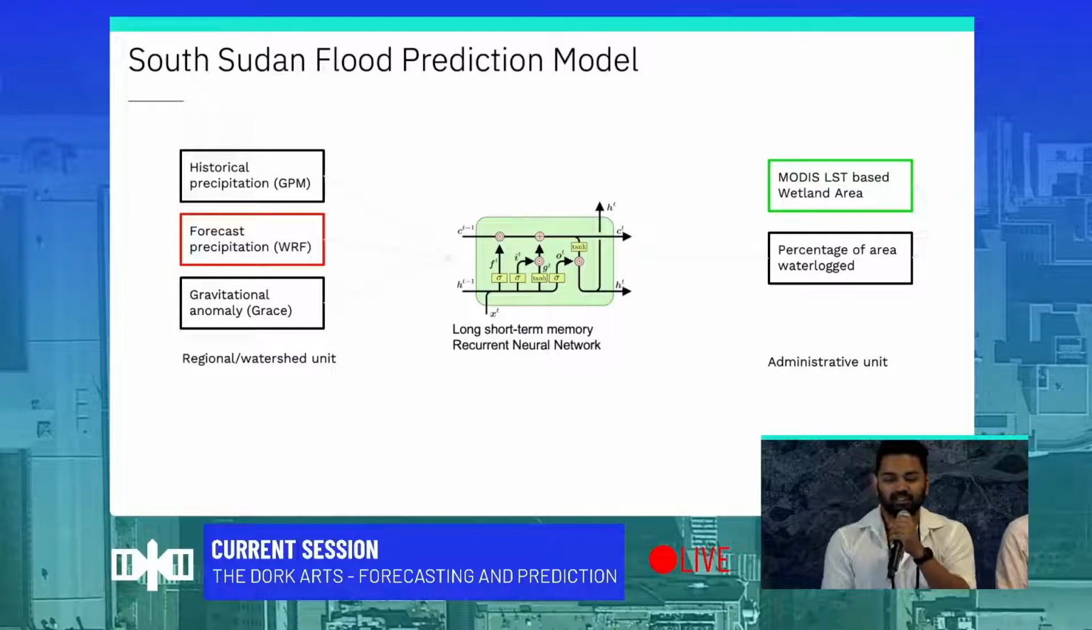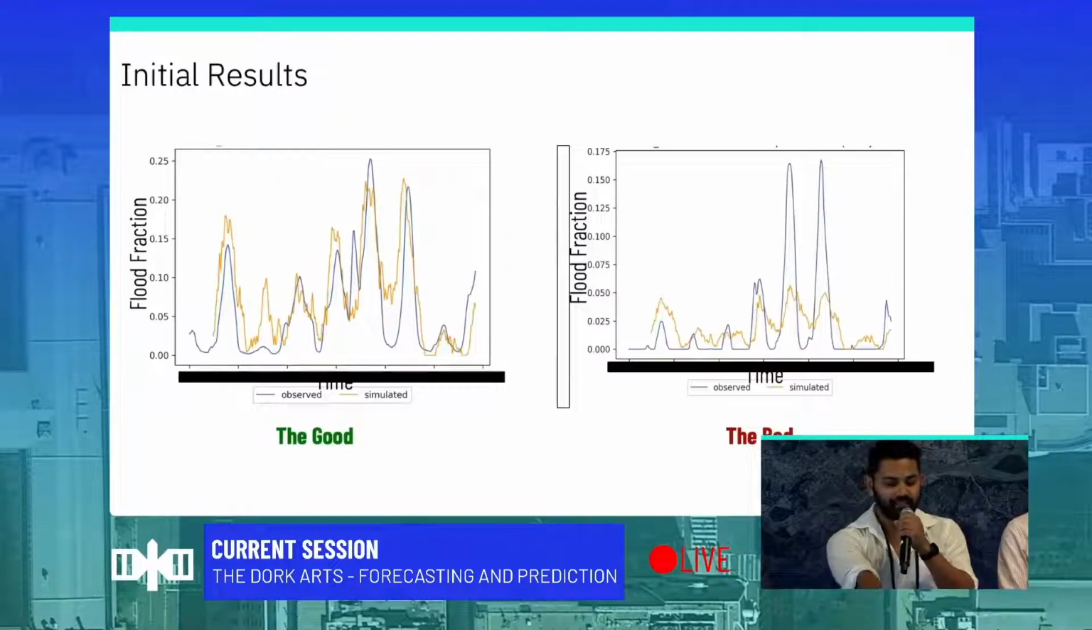So what we decided was to use land surface temperature and use the difference between the day and night land surface temperature to kind of have a proxy for where there is flooding. And that sort of worked. So in some cases, it works really well. On the left, as you can see, this is a 2-week forecast. So every day we look 2 weeks ahead. On the right, you can see another administrative region, and it's really bad.